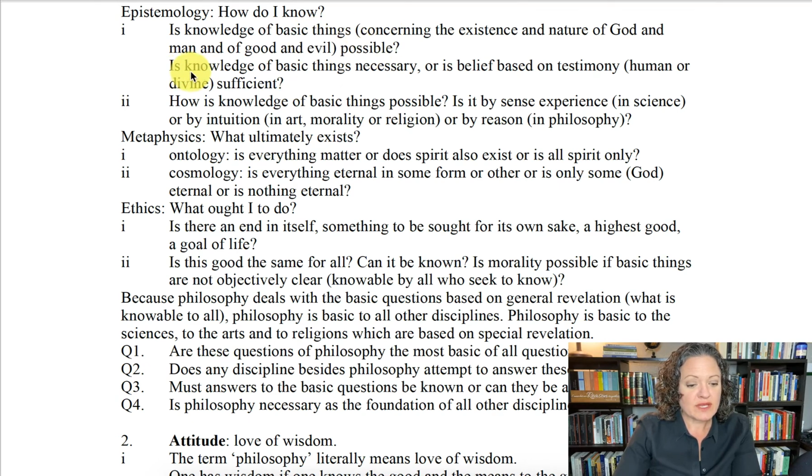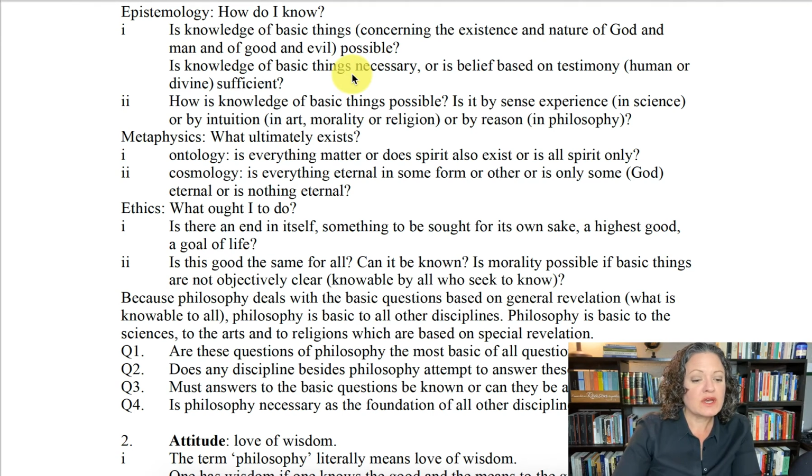So is knowledge of basic things necessary, or is belief, based on what other people have said, testimony, good enough? Whether it's other people, your teachers, your parents, your rabbi, your imam, your pastor, your guru, the Bible? Is that good enough? Or do you want to have knowledge for yourself?